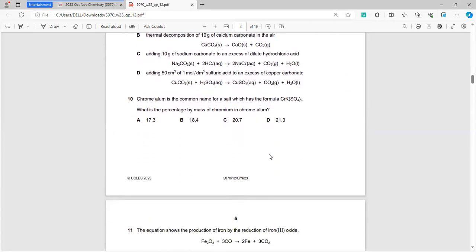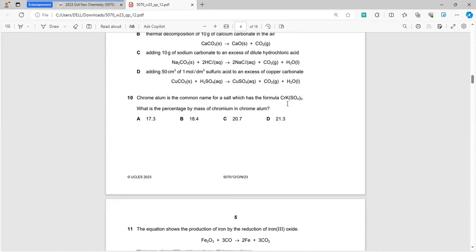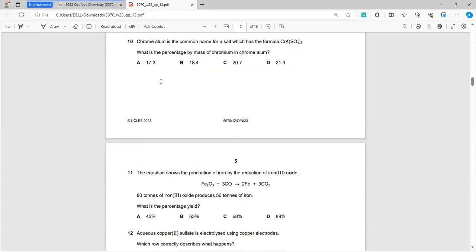Now in question number 10, to calculate the mass of chromium, we calculate the total Mr of the compound, and in the periodic table the chromium Mr is also written separately, so we'll calculate chromium's Mr divided by the whole denominator and multiply it by 100 because they've asked us for the percentage.